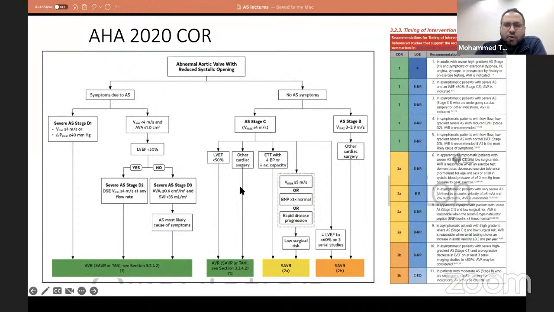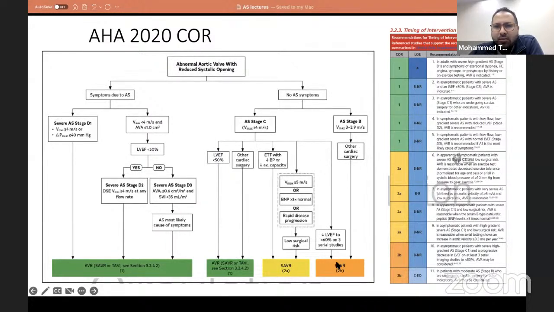It's very important to notice that on the class 1 indication on the left-hand side, aortic valve intervention, they kept it very broad to include surgical valve and TAVI, okay? But when it comes to the class 2A indication, it's only the surgical aortic valve replacement that is recommended, because we don't have enough data to support TAVI in this patient population, okay? So it's only SAVR here.